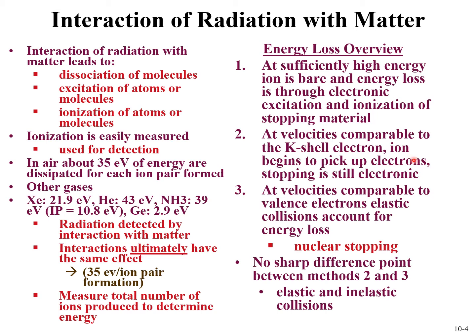And then as the particle gets slower, the electrons in the valence orbitals can start interacting. They have elastic collisions, and this is going to account for some energy loss, and you go from electronic to nuclear stopping. Now, of these three types of energy loss, there's really no sharp difference between point 2 and point 3. These encounters include both elastic and inelastic collisions. So fundamentally, as a particle comes in, there are certain interactions at high energies. As those particles slow down, the energy of the particle starts becoming on the order of the K-shell electron. It starts picking up electrons. Then it starts stopping pretty rapidly.